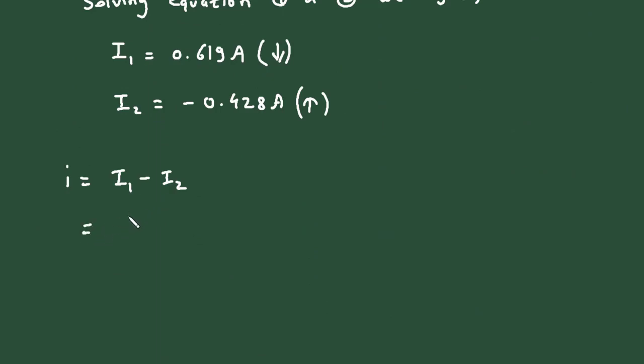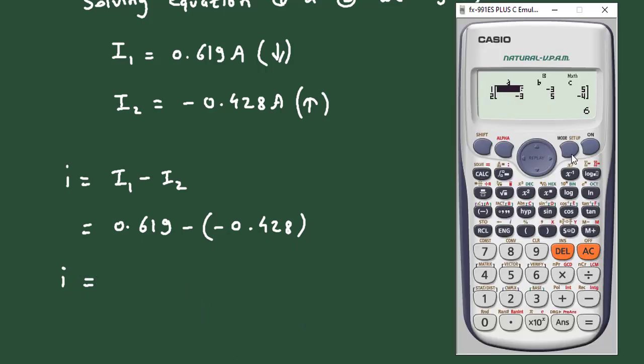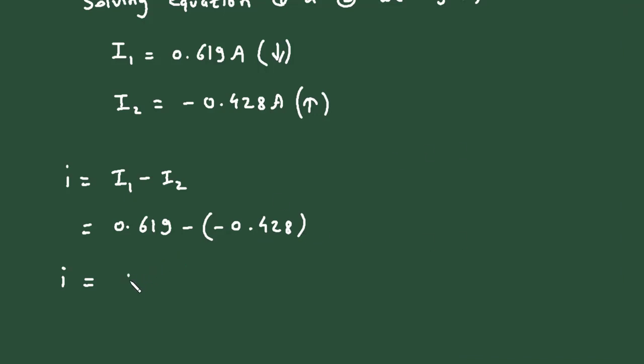So let's solve this. So it will be 0.619 minus 0.428. So therefore current I is equal to 0.619 minus in bracket minus 0.428, it is equal to 1.047 ampere. So this is the value of current I.